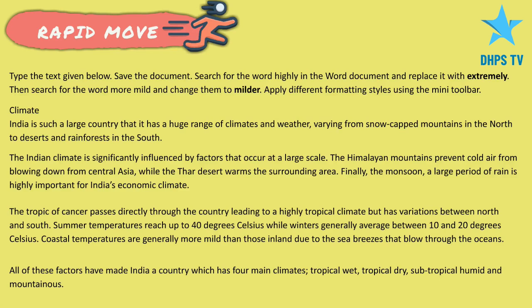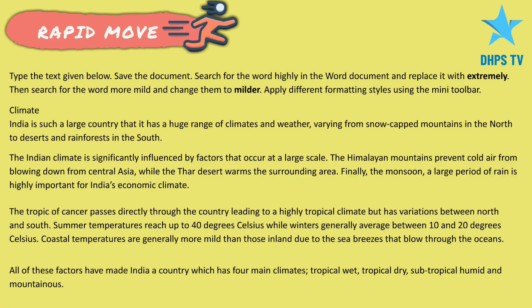Climate. India is such a large country that it has a huge range of climates and weather, varying from snow-capped mountains in the north to deserts and rainforests in the south. The Indian climate is significantly influenced by factors that occur at a large scale. The Himalayan mountains prevent cold air from blowing down from Central Asia, while the Thar Desert warms the surrounding area. Finally, the monsoon, a large period of rain, is highly important for India's economic climate.